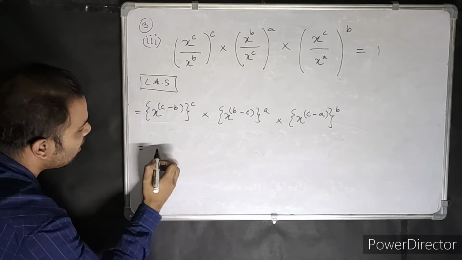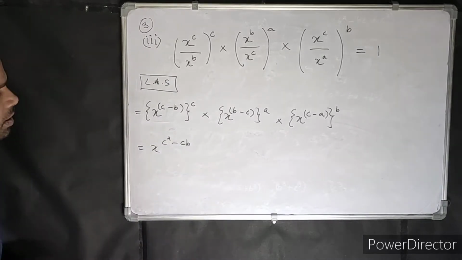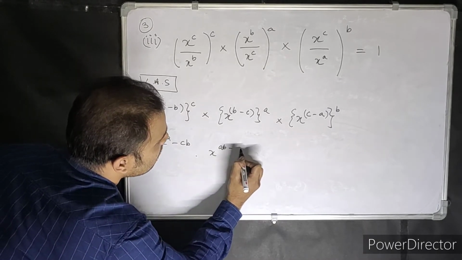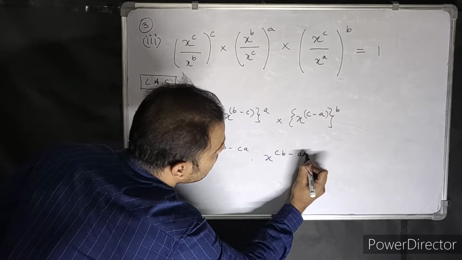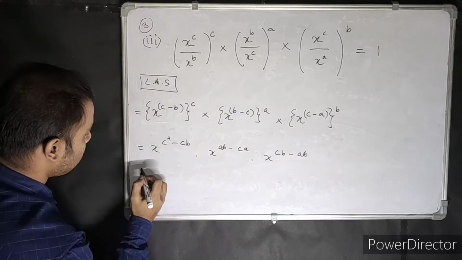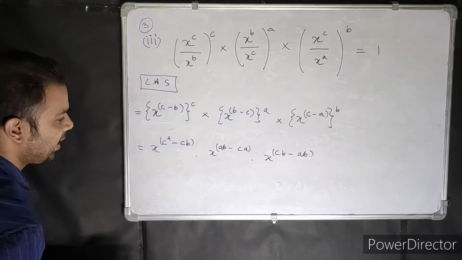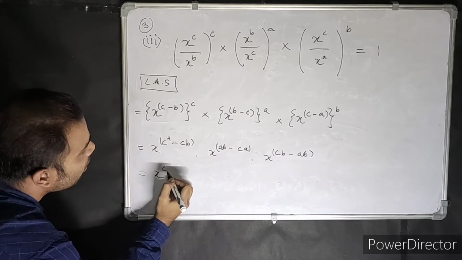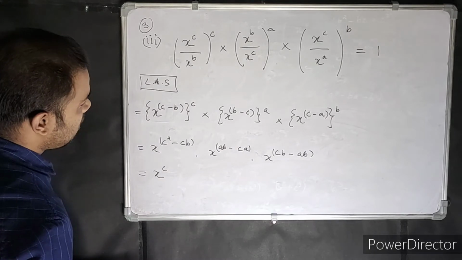Now multiply, very easy. X to the power c square minus cb, dot x to the power ab minus ca, dot x to the power cb minus ab. Okay, over here also you could have put dots to save space. You can put these powers in brackets if you want. If you don't want, leave it like that. No one will cut your marks. X to the power c square, c minus b, right? C minus b.